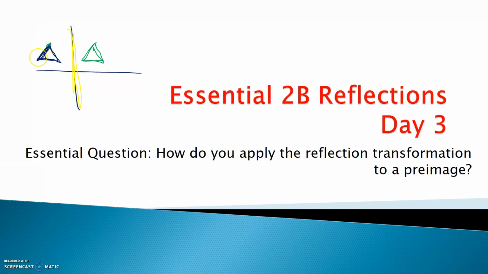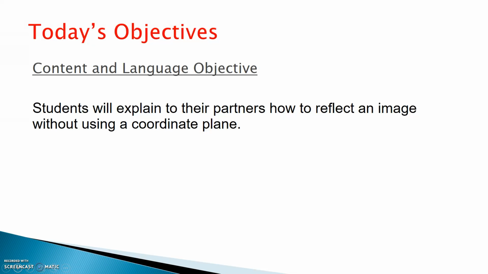I'm going to tell you what A, B, and C are, and you're going to reflect it just by using the coordinates. And now there's a certain pattern some of you guys kind of saw, so I want to talk about that. What is that pattern before we actually get into the rules? So again, what's the objective? Being able to explain to a partner how to reflect an image without using a coordinate plane.